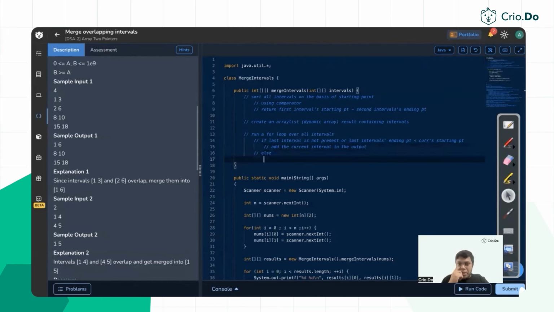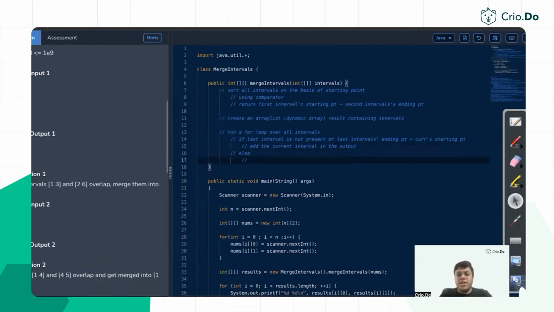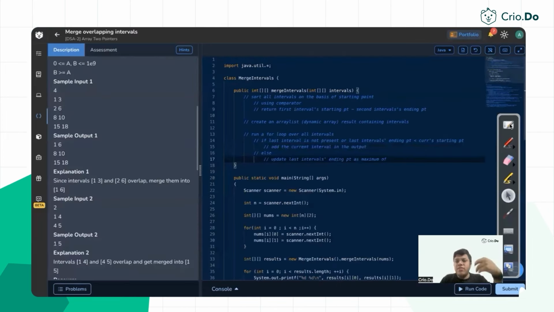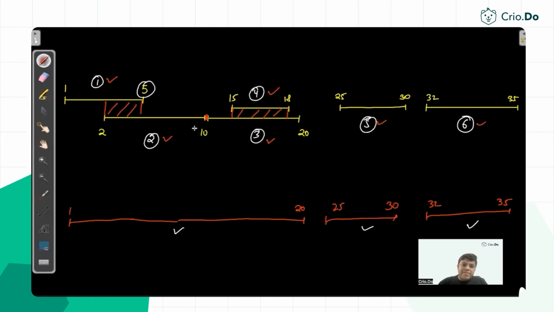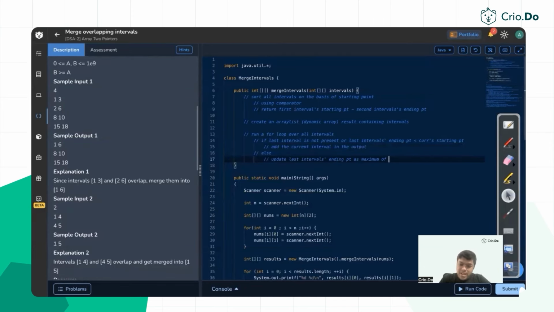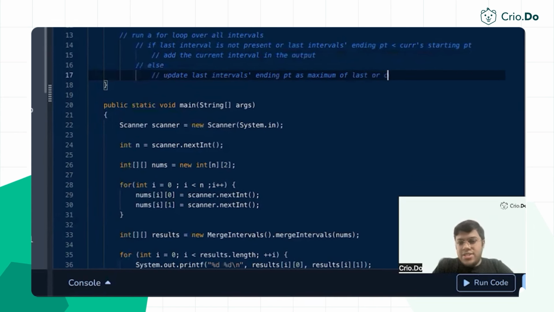Otherwise, if it is overlapping, then we have to update the last interval's ending point. Update it as what? As the maximum of either the last interval's ending point itself or the current ending point. That is 5 versus 10, whichever is maximum, update it with that value. 10 versus 20, whichever is maximum, update with that value. 18 versus 20, whichever is maximum, update it with that value. That is, update with the greater ending point. So update the last interval's ending point as the maximum of the last interval's ending point or the current ending point. So this is what we have to do.